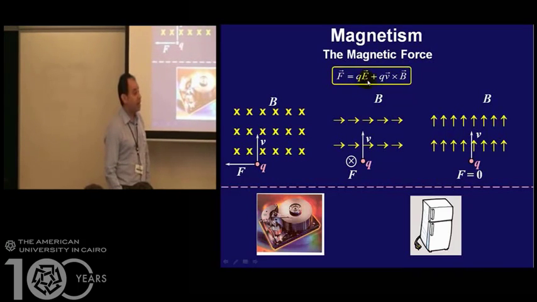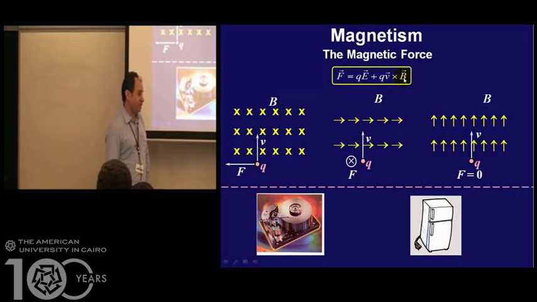Now we're going to talk about having a charged particle moving with a velocity V inside a magnetic field, and we'll calculate the magnetic force acting on that particle. So this is mainly chapter 29. As we started chapter 23 by studying the electrical force, now we're going to study the magnetic force.